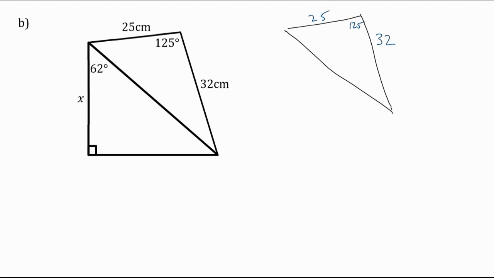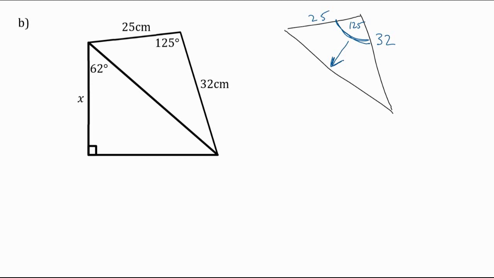And I notice that this is cosine law. Because it's two side lengths and the contained angle, the angle between them. And that allows me to find what? The other side length. Okay? And that's all it allows me to find. I can't find anything else.